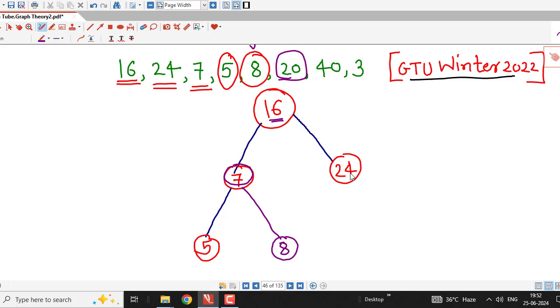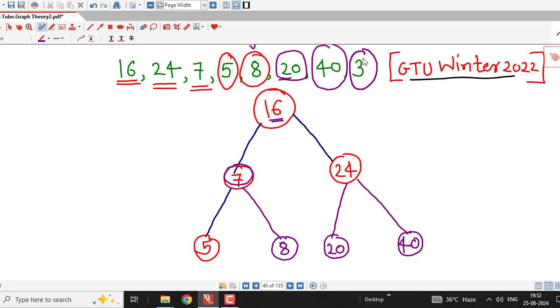First value is 24, and 24 is greater than 20, or 20 is less than 24. So it is to the left of 24. Then next value is 40. So we compare 40 with 16. 40 is greater than 16, so we go in this direction. Then we compare 24 and 40. 40 is greater than 24. Therefore 40 is to the right of 24.